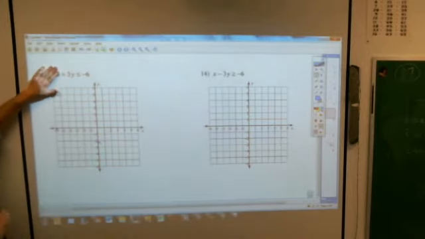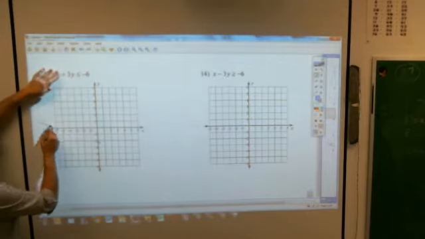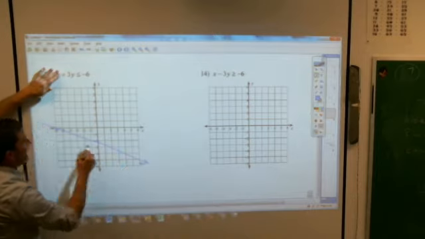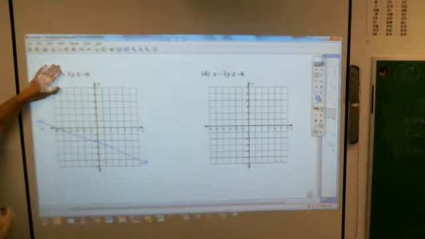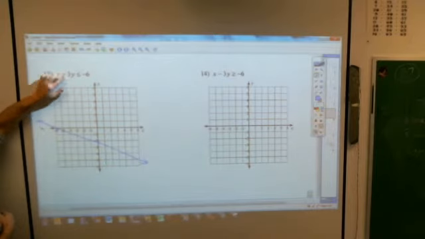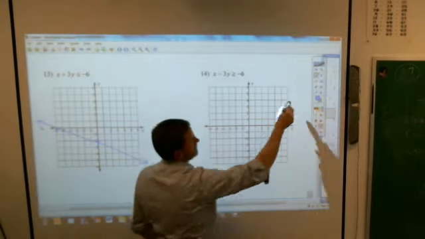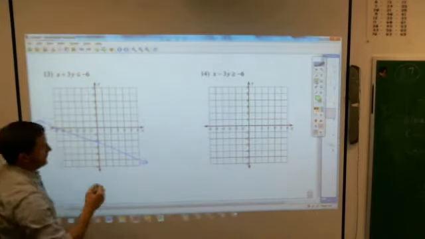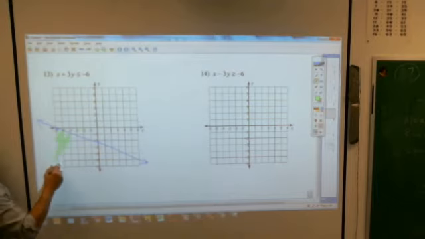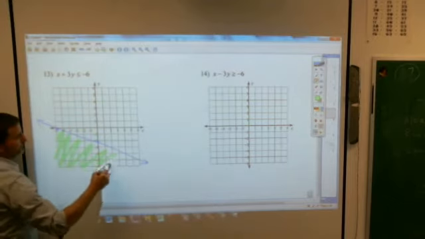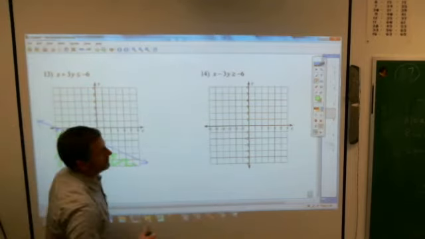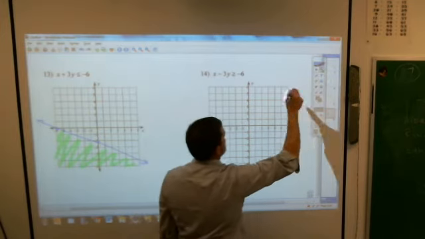Is it going to be a solid line or a dashed line? Solid, because it's equal. Is y less than or greater than? Less than, so I'm going to shade the bottom. So you're going to say, well, that's no different. Alright, here it is. I am going to make this incredibly large for you to see.